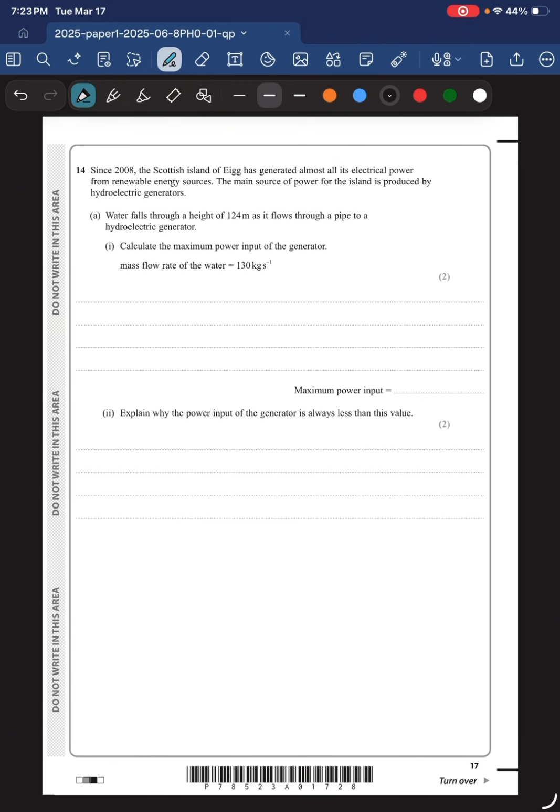A. Water falls through a height of 124 meters as it flows through a pipe to a hydroelectric generator. Calculate the maximum power input of the generator, and they give you the mass flow of the water in as 130 kilograms per second.